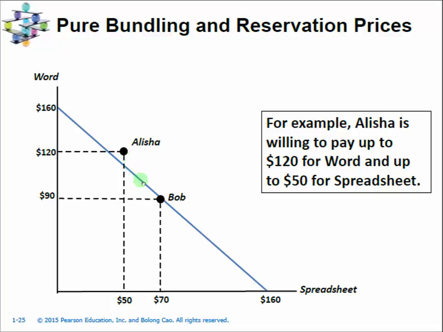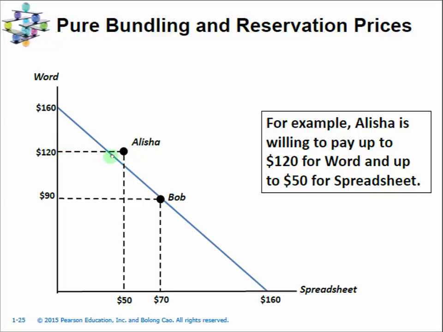So when we put a $160 pure bundling price on the two products together, we completely take away the consumer surplus from Bob. Bob is paying exactly the combination of his reservation prices of $90 and $70. For Alicia, we cannot charge $170 because we cannot set a different price for different customers in this situation. And then this $160 bundling price leaves Alicia $10 in consumer surplus.